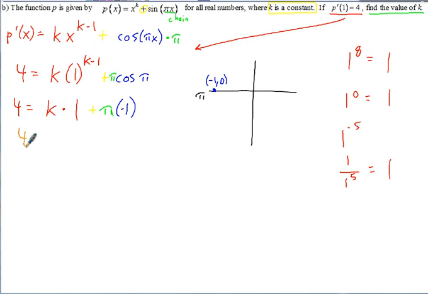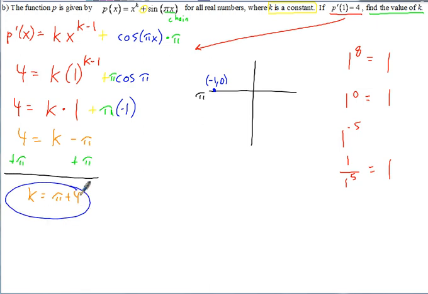So all we have left is 4 equals k times 1, which is k. And then negative 1 times pi is negative pi. And now all you have to do to solve for k is just add over the pi. So we get k equals pi plus 4, or 4 plus pi. So now you solve for k. It'll be about 3.14 plus 4, which is about 7.14 approximately. And that concludes the notes for AP Calculus on the topic of the chain rule.